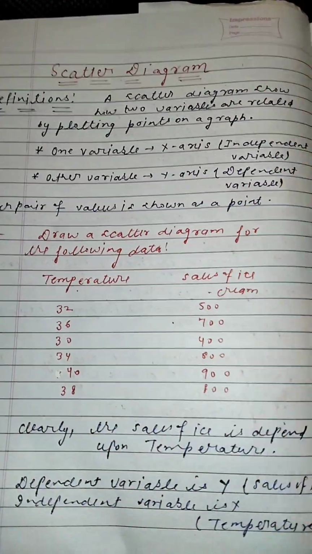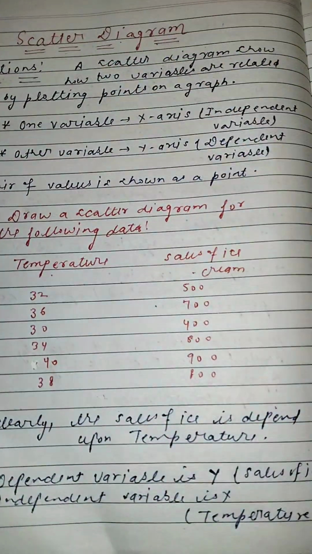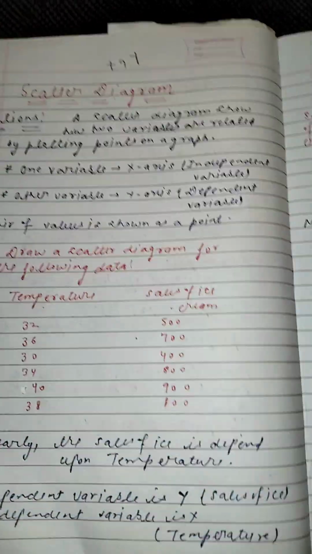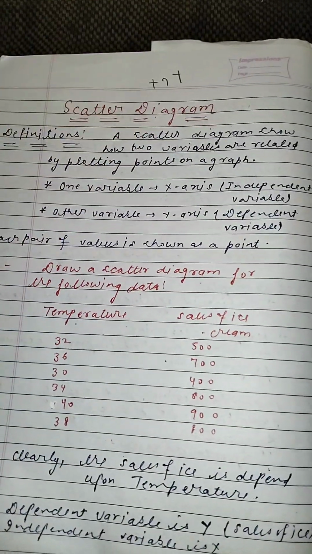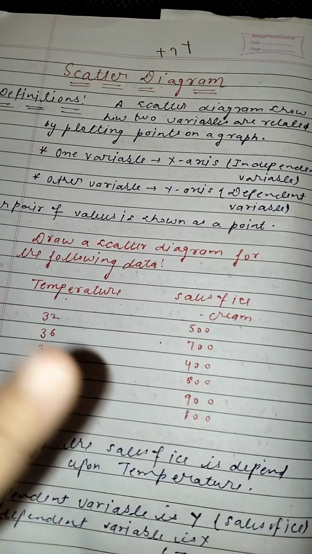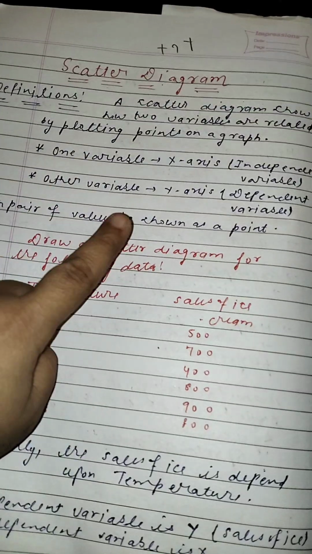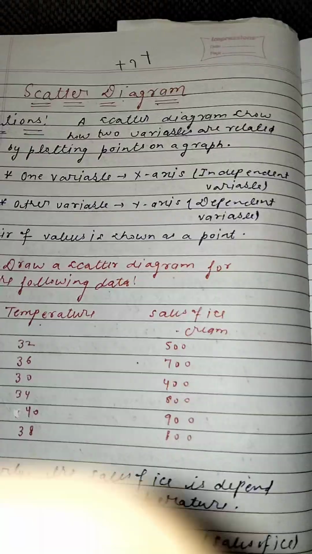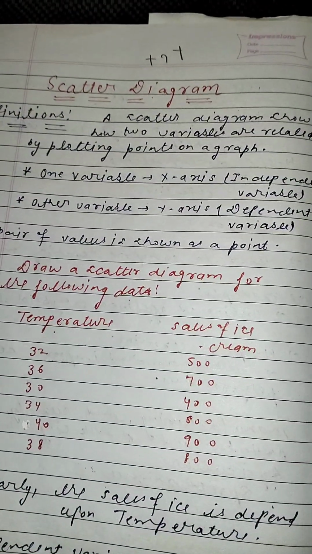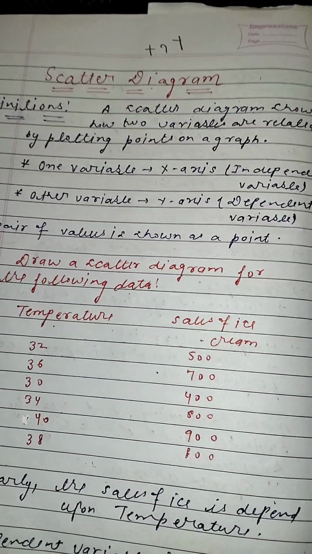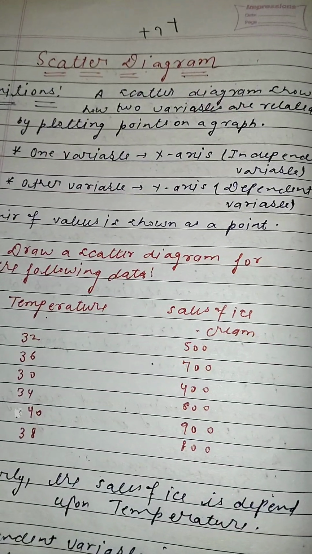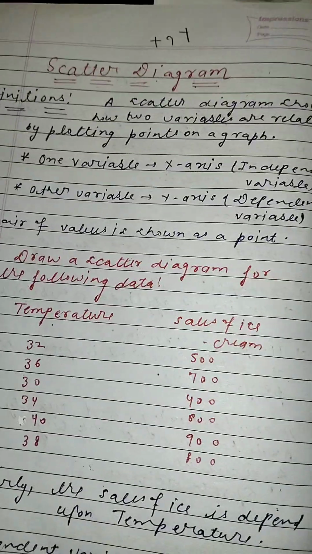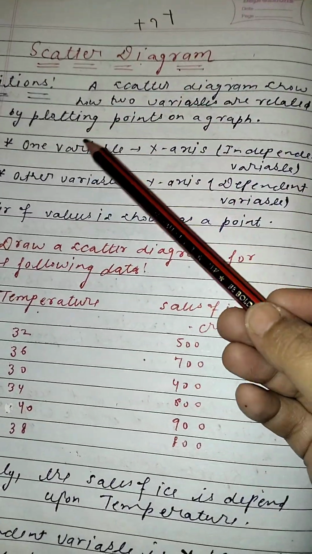Scatter diagram is used to tell the relationship between two variables. One variable is x and one variable is y, and from these two variables, the first one is always independent and the second one is always dependent. It means the value of y depends upon the value of x. For example, demand and supply. If demand increases, then supply also increases. But if demand decreases, then supply also decreases. It means supply depends upon the demand. That is the main example of a scatter diagram.